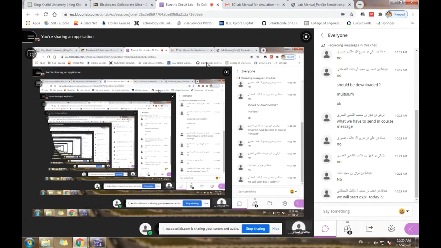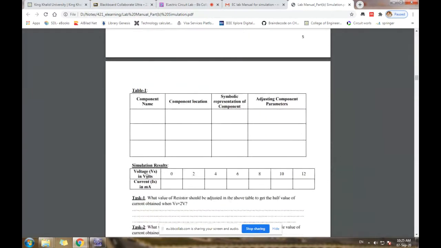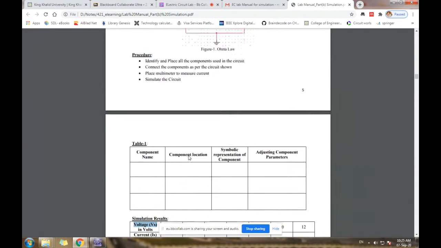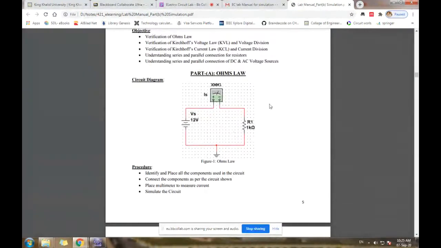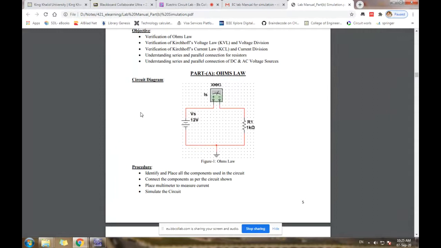So if you change it into a formula, yes, we will start experiment number 1 today, inshallah. If we measure with respect to the resistance, it will be V equals IR. And we have to verify this table at the end. So first, let us select the components. This is the circuit diagram. The circuit diagram will be given to you in the lab manual.